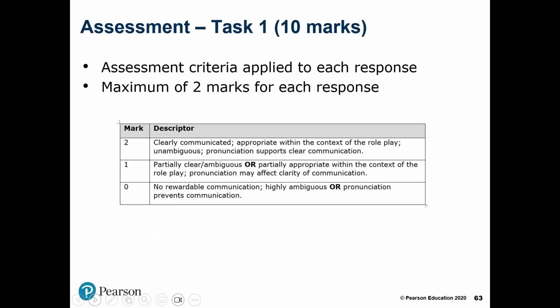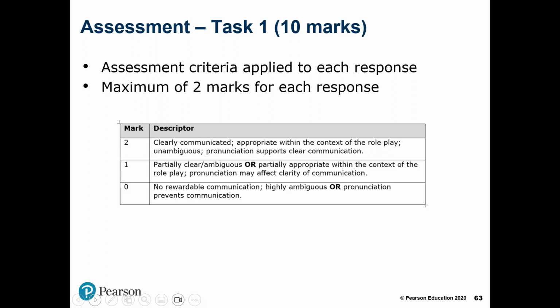Notice that the marks for each one of those 5 bullet points, 5 interactions, is 2, 1, or 0. So it's 2 if they did it, if they clearly communicated, and we don't need a full sentence, but clear communication and more than 1 word. It's 1 if they partially communicated, or it was a little bit ambiguous, or they just did what I said today or tomorrow, they just did 1 word. They can only have 1 mark.